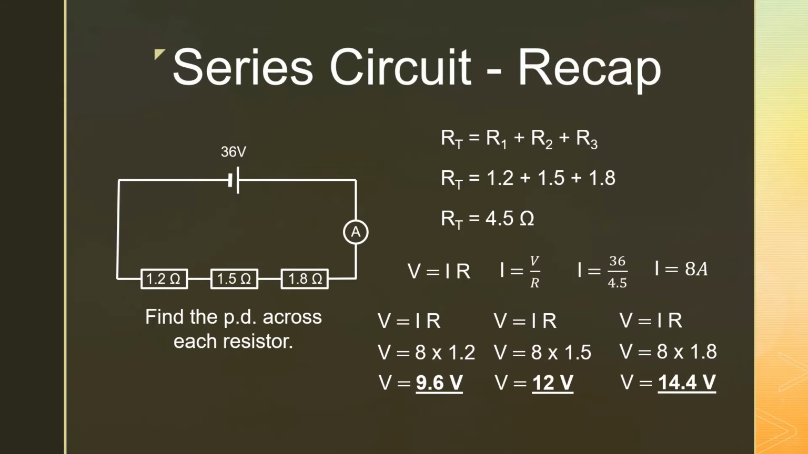Now, like I say, really quite a good thing to do if you ever do this in an exam is to double check that those three voltages add up to the 36, because this is one of our rules. VT is V1 plus V2 plus V3. Plug those values in, and we can see that 9.6 plus 12 plus 14.4 is indeed equal to 36. We are correct.